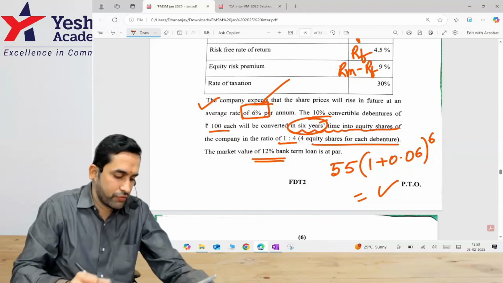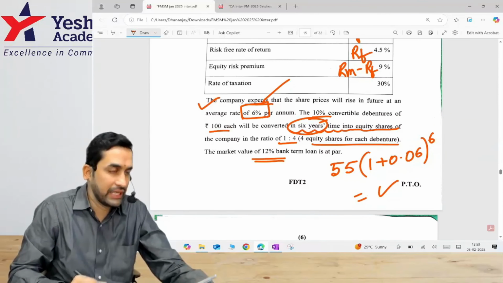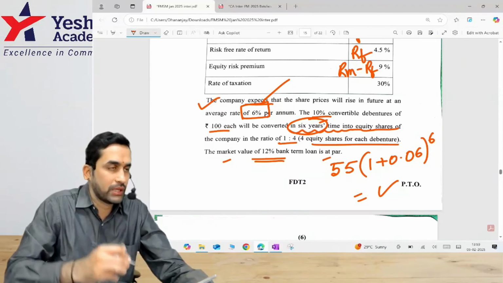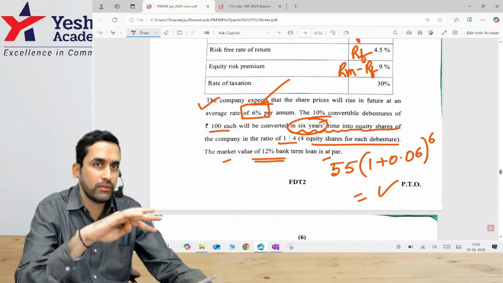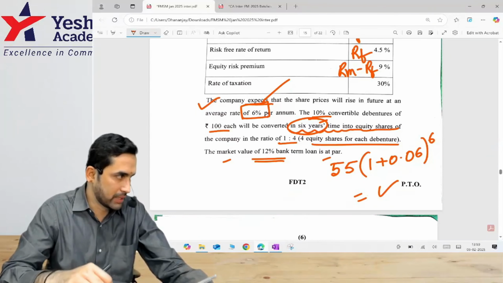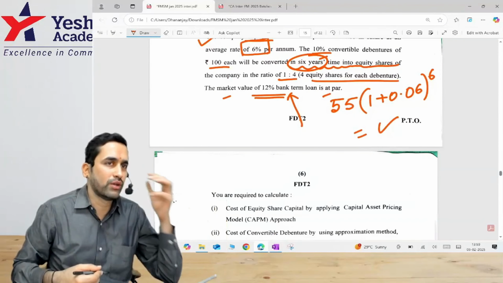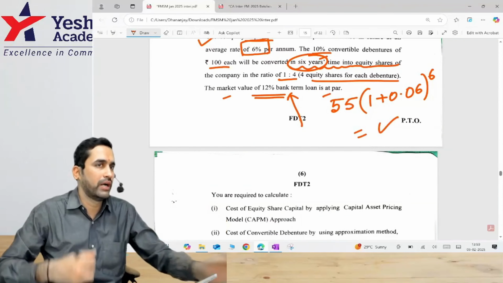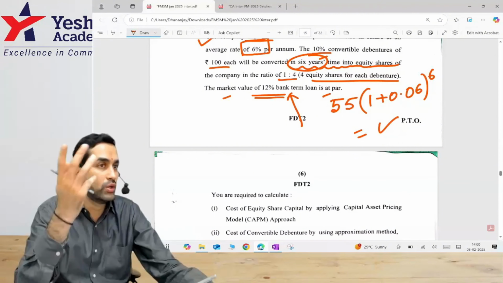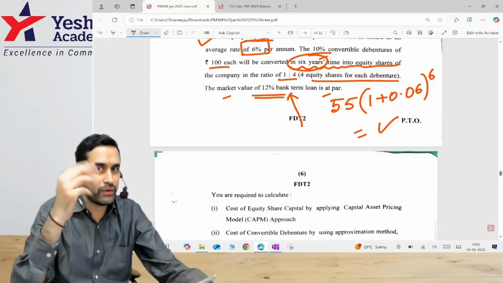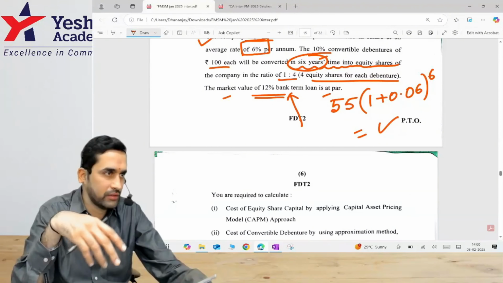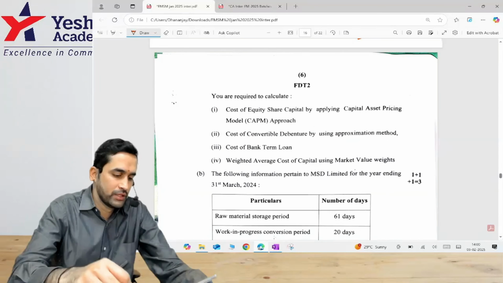Market value of 12% bank term loan is at par. When they say market value is at par, that means market value or book value. Either way, you take the same number. And if you remember, for bank loan, market value is always equal to book value. I told you this, you can't buy and sell loans, but you can transfer from one bank to another bank. So the market value is always book value.